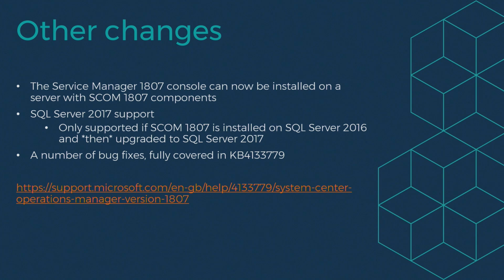I'm not going to list them all here because there's about 30. If you go to KB 4133779, or the link on the screen, or just search for 1807, you'll find the list. Most of them actually relate to the old web console. So if you deployed 1801 and having problems with it, then it's worth looking for that.